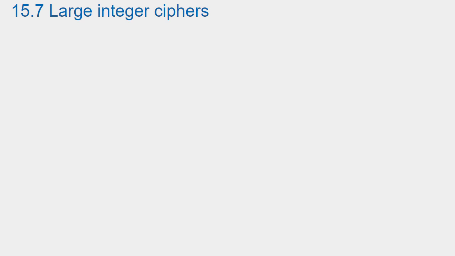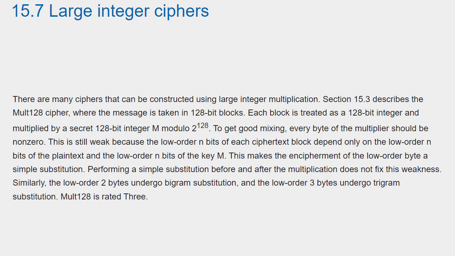Section 15.7. Large integer ciphers. There are many ciphers that can be constructed using large integer multiplication. Section 15.3 describes the mult128 cipher, where the message is taken in 128-bit blocks. Each block is treated as a 128-bit integer and multiplied by a secret 128-bit integer m modulo 2 to the power 128. To get good mixing, every byte of the multiplier should be non-zero.